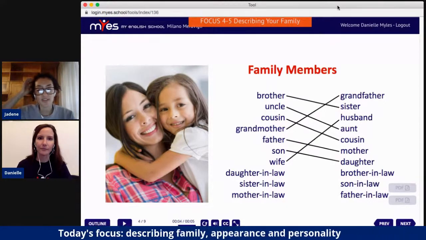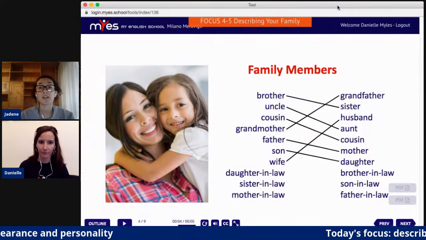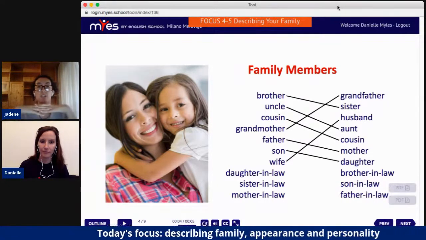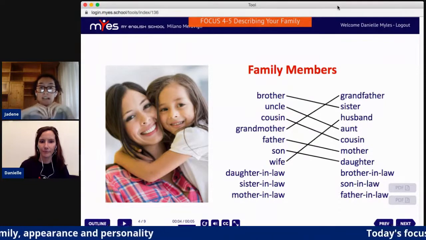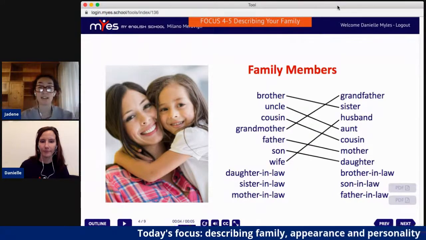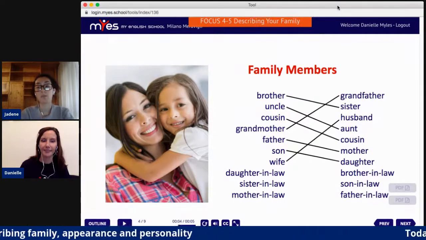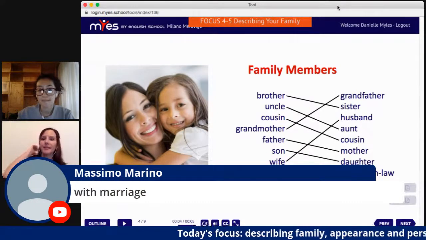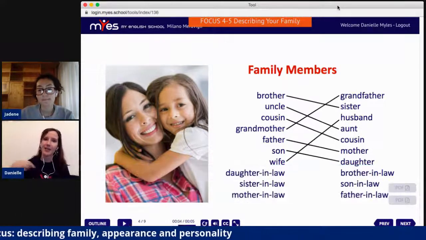Yes. So if someone is your in-law, then they are someone who becomes your family member, but through marriage. So because someone in your family has married somebody else, your families become one big family. We say in-law because it's not by blood, but with marriage. Exactly. So if you marry someone, their family are your in-laws.